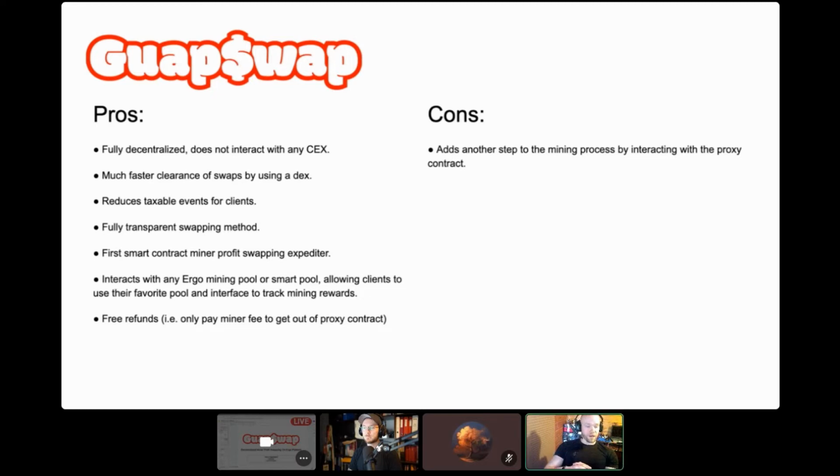We're the first smart contract miner swapping protocol on Ergo. We interact with any Ergo mining pool or smart pool that will allow us to put a proxy contract. This allows clients to pick their favorite pool interface for tracking their mining rewards, which is really cool. And we got free refunds. If you decide that you don't want to do the swap after you've mined to the proxy contract, you can go ahead and just refund that back to you. The only thing that's added to it really is that you have another step interacting with that proxy contract address. But other than that, GuapSwap is ideal for decentralization.